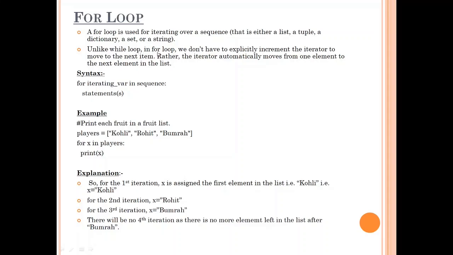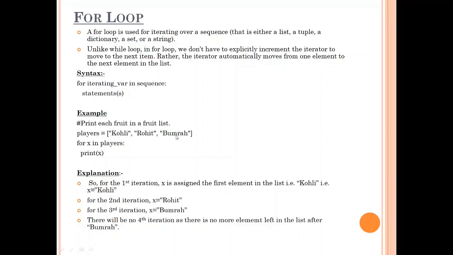Unlike the while loop, in a for loop, we don't have to explicitly increment the iterator to move to the next item. Rather, the iterator automatically moves from one element to the next element in the sequence. So this is the syntax of a for loop. For iterating variable in sequence, these are the statements that you want to execute. Like this, players equal to Kohli, Rohit, Bumrah. For x in players, print x. So it will print the name of each and every player, that is Kohli, Rohit, and then Bumrah.